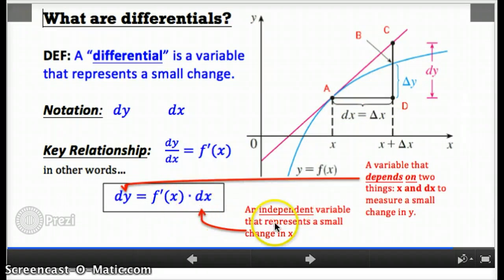dx, in this case, is an independent variable, something we would have to plug in, and it represents this small change along the x-axis. Okay, how do we use these things? Let's look at some simple examples.